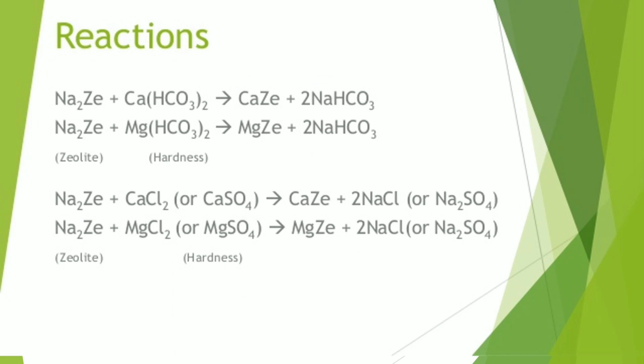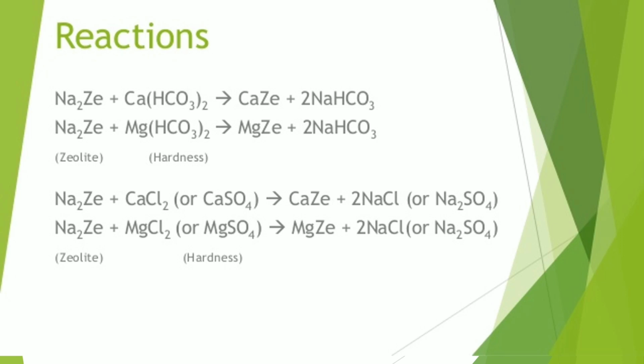Let us study what reactions take place during the zeolite softening process. In raw water, the main hardness-producing salts are calcium chloride, magnesium chloride, calcium sulfate and magnesium sulfate, and temporary hardness is due to calcium carbonate, calcium bicarbonate, magnesium carbonate and magnesium bicarbonate.